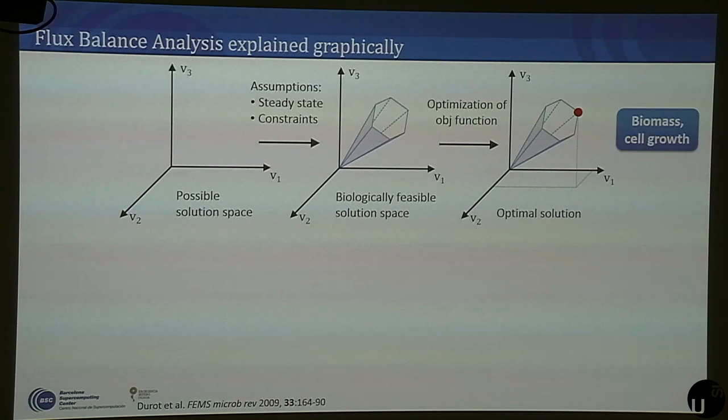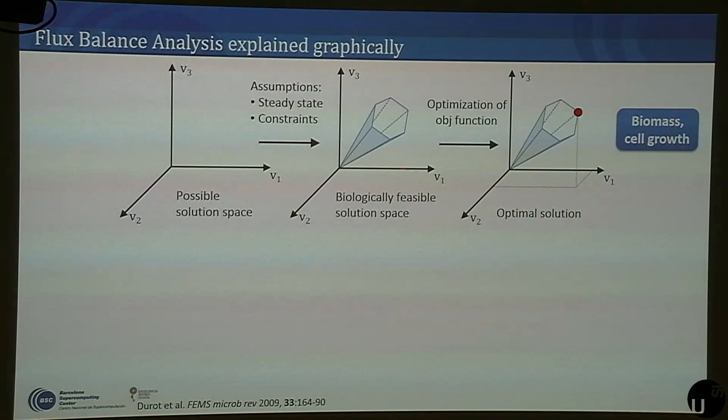The thing is that you know that a bacteria or a cancer cell will not eat as much glucose as possible. There are some biological constraints. You know that the transporter has a rate. A transporter for a given cofactor has a rate. So you know that you have another biological constraint there. You apply many of those constraints, and you reduce the solution space to the biologically feasible solution space.